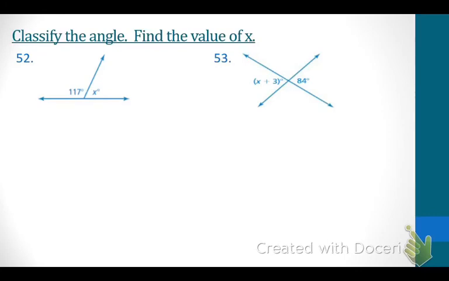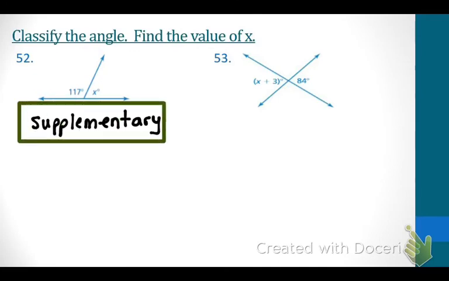Classify the angle. So that means tell us what kind of an angle it is. Justice, what kind of an angle is this? Supplementary. Now, Justice, tell me the things that you know about supplementary angles. Okay, very good. It's going to equal 180 degrees. So that means anytime you have this straight line like this, that is going to equal 180. Okay? I know one of them. I know what this one is, but I don't know this one. So how would I find out what that is?